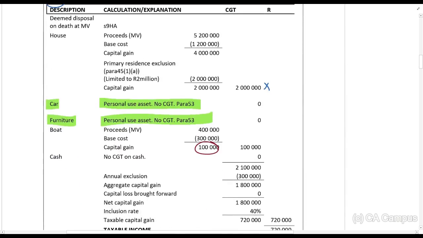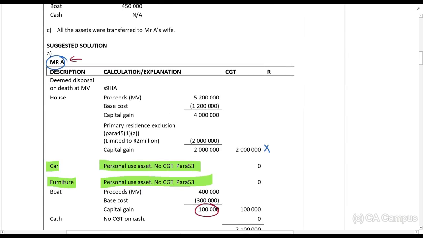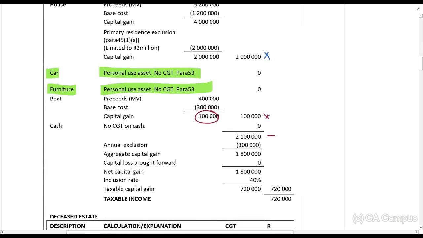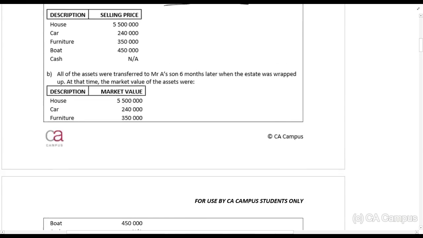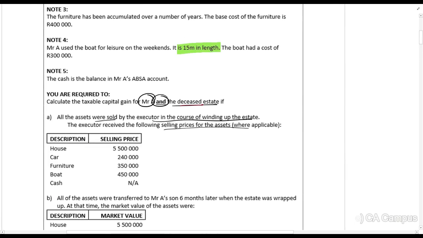Now pay attention. We're still looking at Mr. A. So we add all of the CGT up. Make sure you see the annual exclusion is 300,000 rands because of death. Everything else is the same. Now we are going to look at it for the deceased estate.